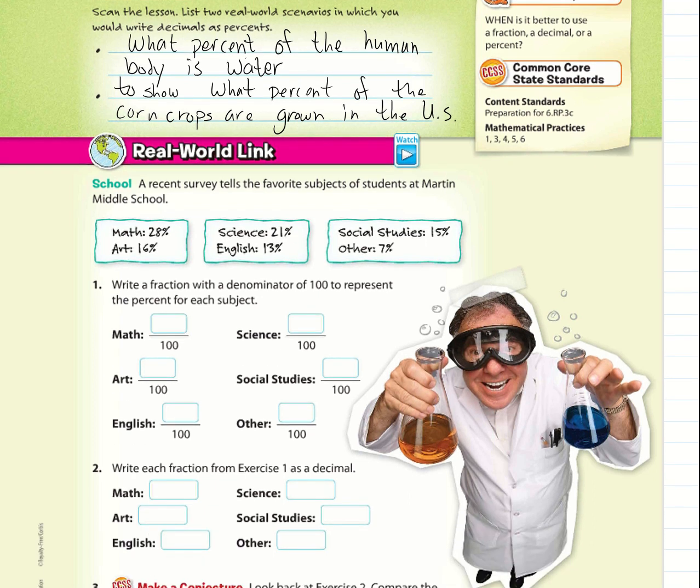A recent study tells the favorite subjects of students at Martin Middle School. So number 1, write a fraction with the denominator of 100 to represent the percent for each subject. So each subject has a denominator of 100. So for math, we're at 28. Science, we're at 21. Art, 16. Social studies, 15. English, 13. And the other is 7.